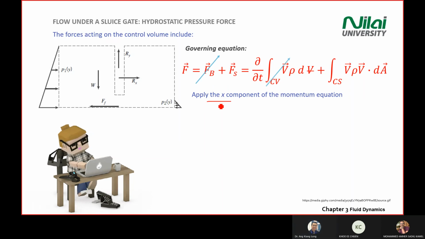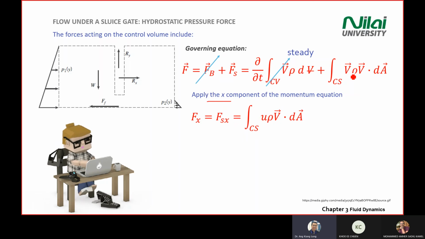In this step, we cancel out the terms that we applied the assumptions to just now. Meaning in the x component, we don't have body force in the x component. And we have a steady flow, so we cancel the first term over here. So we arrive at a very simple equation where the surface force in the x direction will be equal to the integration of u rho V dot dA.